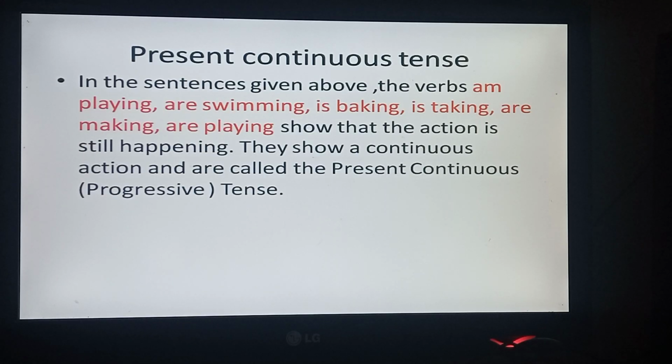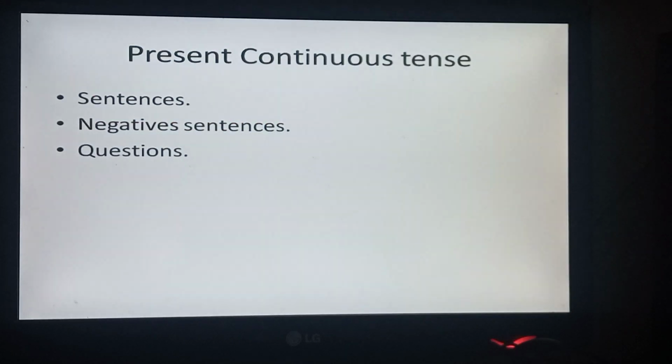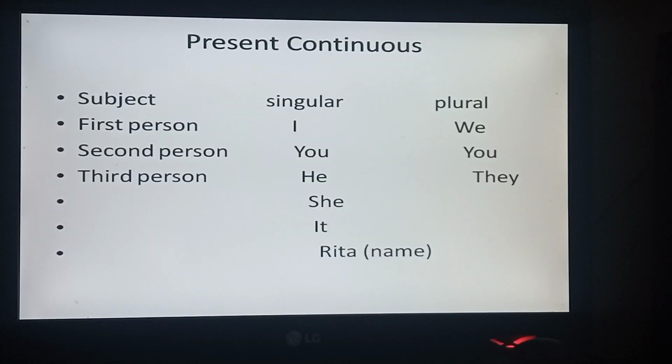In the sentences given above, the verbs are am playing, are swimming, is baking, is taking, are making, are playing. You can see the words which are in red. They show that the action is still happening. They show a continuous action and are called present continuous or progressive tense. Present continuous tense has three parts: sentences, negative sentences, questions. In present continuous tense, you can see the subject. Subjects are of three kinds: first person, second person, third person, singular and plural.